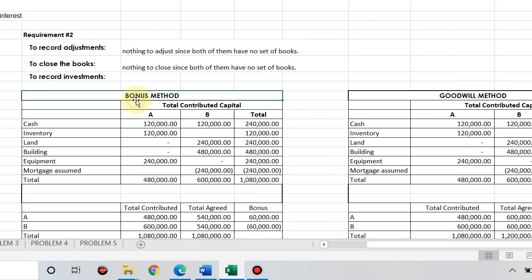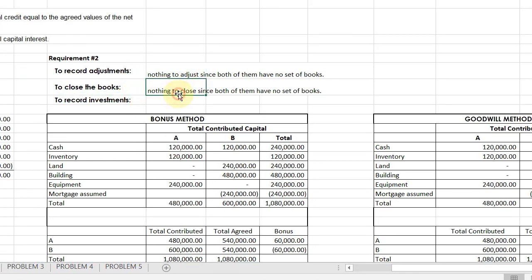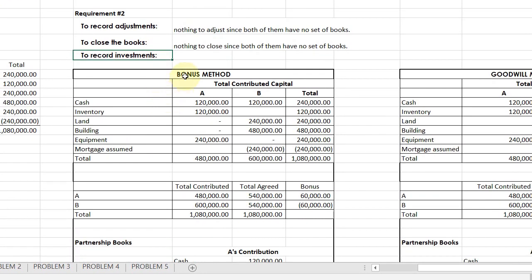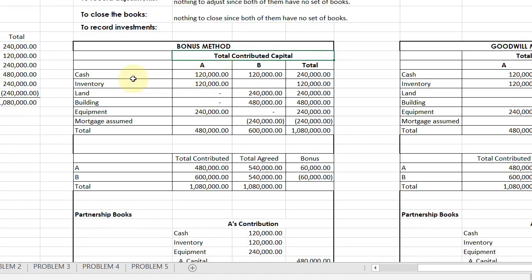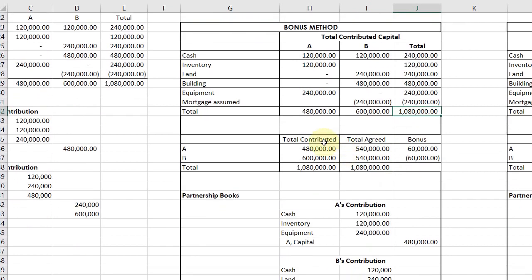Okay, let's do the bonus method first. You need to know the distinction between the two. First, record adjustments, none. Close the books, no books. Okay, let's record the investments. Bonus method, the same. Let's put the total contributed capital first. I just copy-pasted the table we made earlier. So, the same: 480, 600, 1,080. I have added another table for total contributed, because I want to know what they actually contributed. So A is 480, B is 600, and the total is 1,080,000.